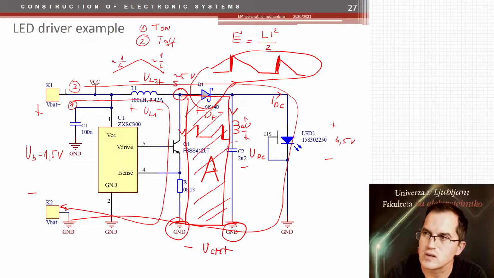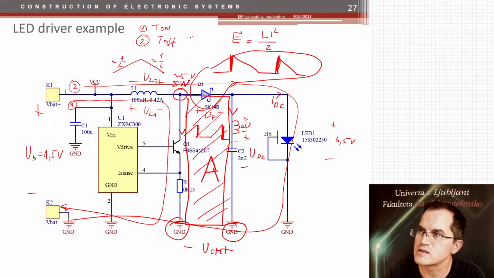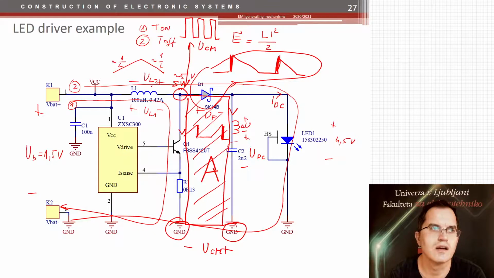This is the switching node. I will name it switch. The switching node has high frequency voltage changes. Why? Because when the transistor is switched on, the voltage here would be almost zero. When it is switched off, it would be in the range of 5 volts. And that, now I really don't have space to draw, maybe I will draw here. It changes 0, 5, 0, 5, 0, 5, very quickly. So I have common mode noise voltage generation here.